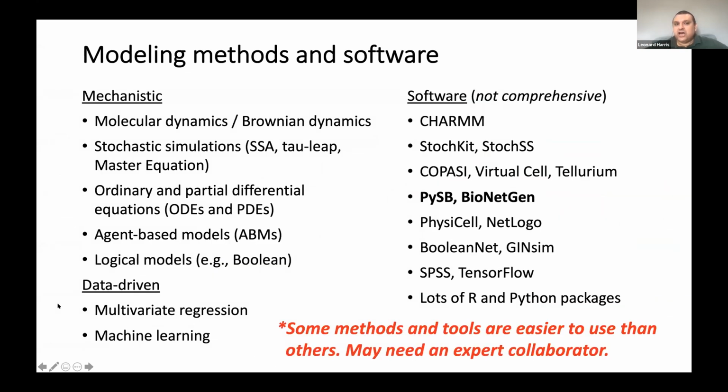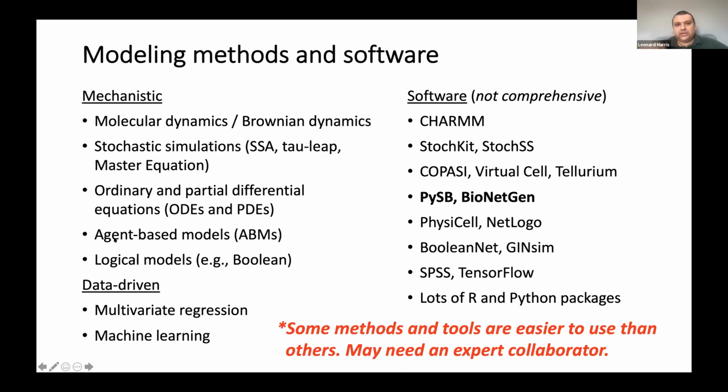Here's a very non-comprehensive list of some different modeling methods on the left, and I've listed out some software on the right. I'll just go through them really quickly. For mechanistic modeling, which is my background, that's why the list is longer. Things like molecular dynamics and Brownian dynamics are used for protein structure and protein folding simulations. Stochastic simulations can be applied at many of these different scales, cell level or intracellular simulations. There's the stochastic simulation algorithm, tau leaping methods, which are accelerated methods, or master equation approaches, etc. I mentioned ordinary and partial differential equations can be applied at many different scales.